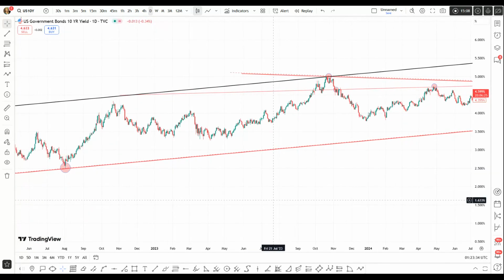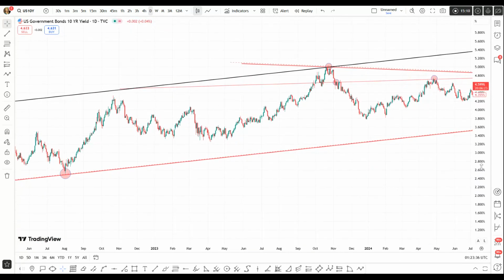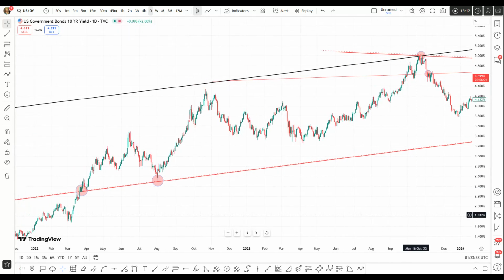Let's see if structurally we could see why the yield stopped rising in 2023. Let's see from a structural perspective if we get a structure to back that up. Let's see if it's possible.